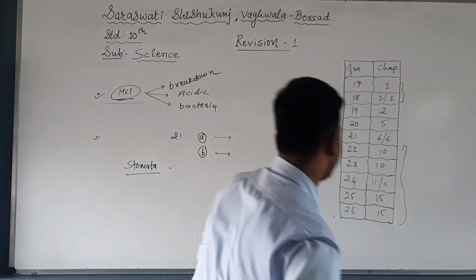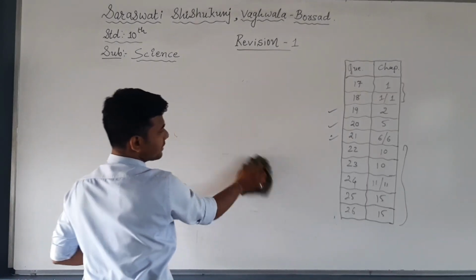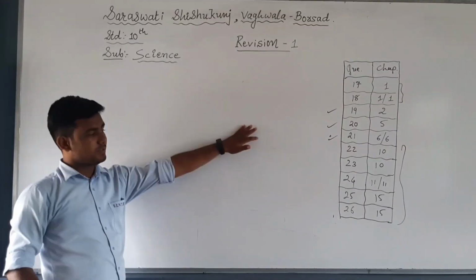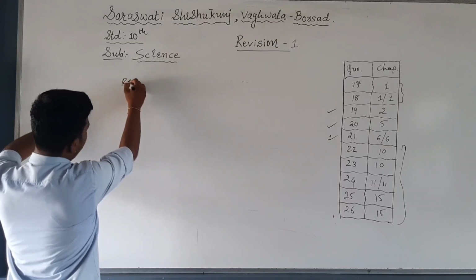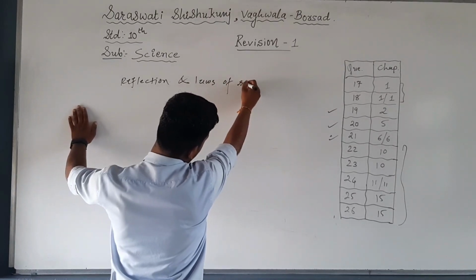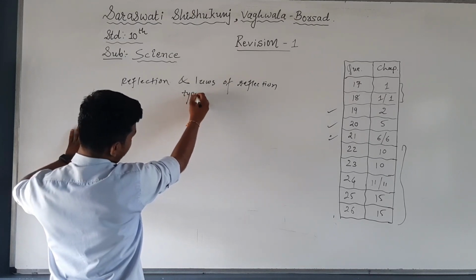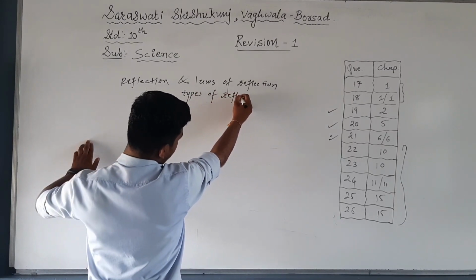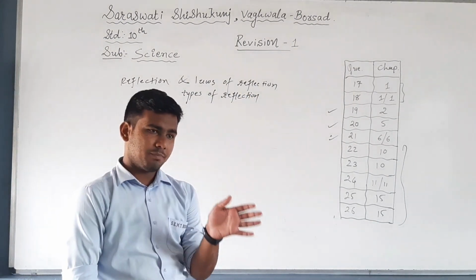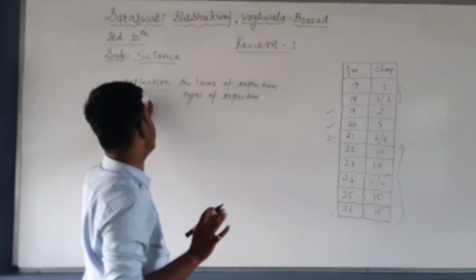Now, if we talk about question number 22 and 23, which will be related to chapter number 10. So which type of question can be there from chapter number 10? There will be reflection and laws of reflection. Also they can ask us the types of reflection. So what is reflection? The phenomenon of bouncing back of light from the surface, that is considered reflection.